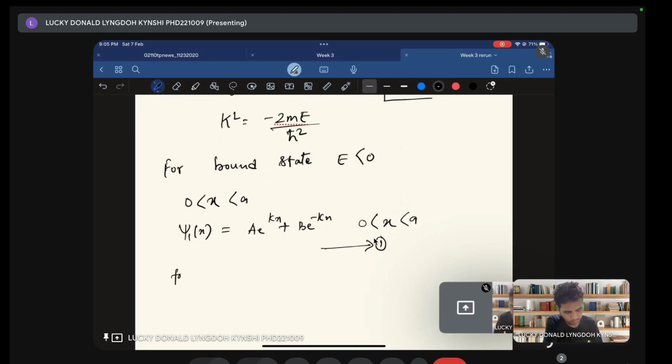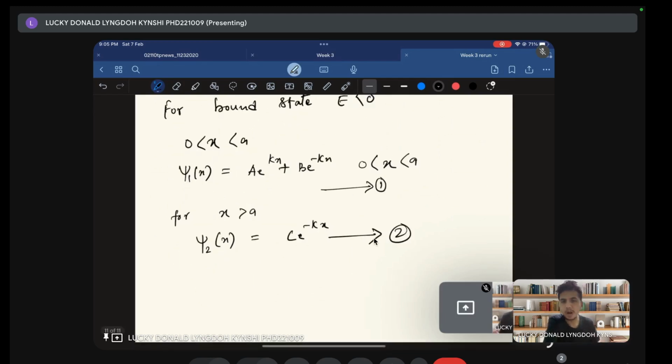Now for x greater than a, what happens? The Schrodinger equation, psi2 of x, or the wave function after you solve the Schrodinger equation, will be simply c e to the power minus k x. Let me name this as equation 2.